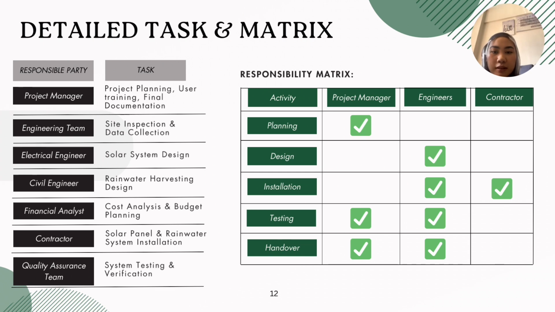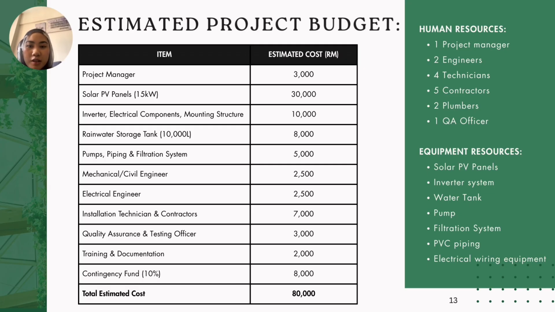And here are all the activities done by these three responsible parties. Okay, so here is the total estimated project budget, which is 18,000 ringgit. You can see here that the largest estimated cost is solar PV panels. We also include items such as the project manager, inverter, electrical components, mounting structure, pumps, piping, filtration system, and so on.